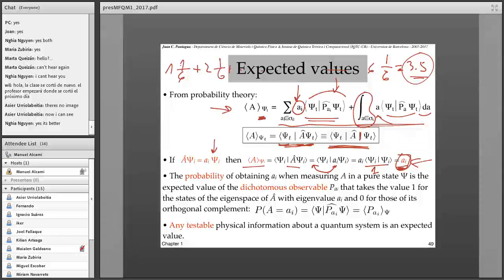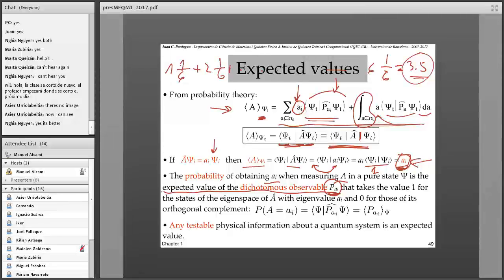The probability of obtaining some value when measuring some property in a pure state can be considered as the expected value of a dichotomous observable. A dichotomous observable is an observable that can take only two values. And the projector onto the eigenspace corresponding to the eigenvalue a_i can be considered as the operator of some dichotomous observable.